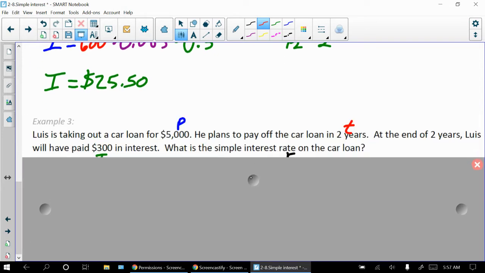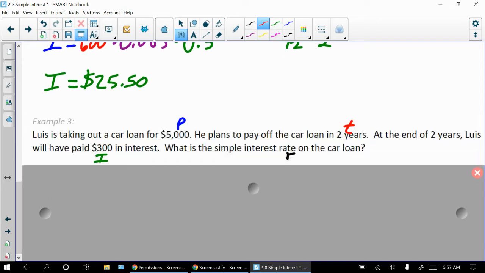Let's review Friday's last word problem. Louis is taking out a car loan for $5,000. If he pays off the car loan in 2 years, Louis will have to pay $300 in interest. What is the simple interest rate? So this time we're looking for the rate. We already have our I. So we're going to have to do some algebraic skills here.